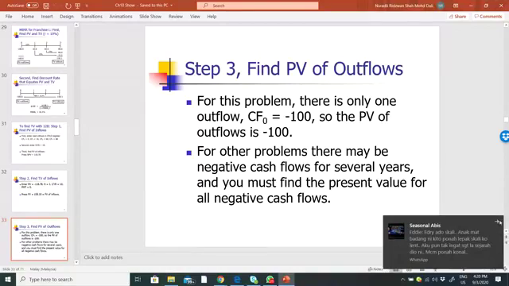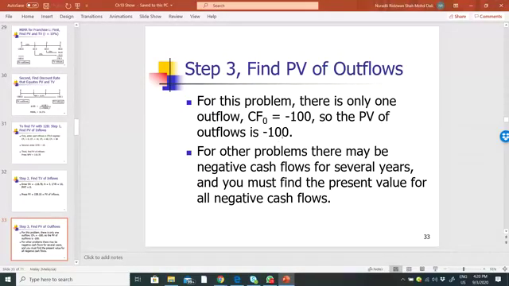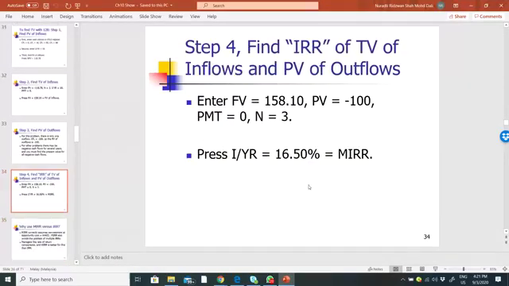So the present value of outflow is negative 100. For other problems, there might be several negative cash flows for several years, and you must find the present value for all negative cash flows. So step 4, find IRR of terminal value of inflows and present value of outflows. Enter future value 158.1, present value negative 100, payment equal to 0, N equal to 3, so you get 16.5 for your MIRR. So that is how you calculate modified internal rate of return.